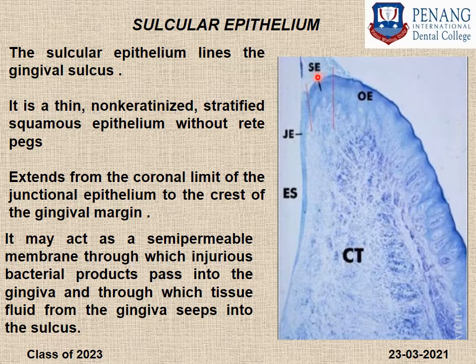It may act as a semi-permeable membrane through which injurious bacterial products pass into the gingiva and through which the tissue fluid from the gingiva seeps into the sulcus. Since it is a semi-permeable membrane, we have to be very careful that it is an easy entry for the microorganisms into the gingiva.